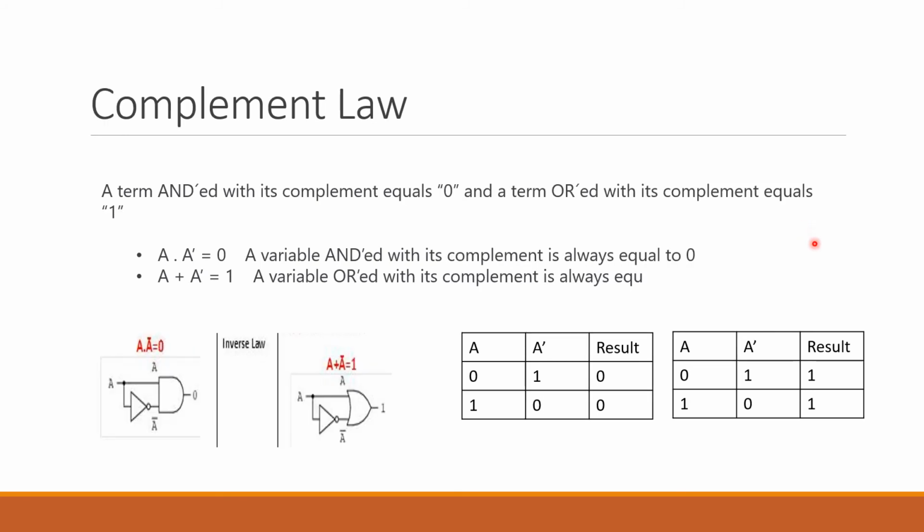Next one is complement law. A term ANDed with its complement equals 0, and a term ORed with its complement is equal to 1. That is A dot A dash equal to 0 and A plus A dash equal to 1. And this is the logic circuit for the dot operator and this is the logic circuit for the plus operator. This is the truth table for the dot operator and this is the truth table for the plus operator.